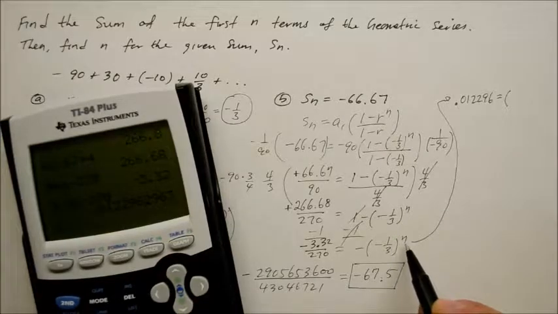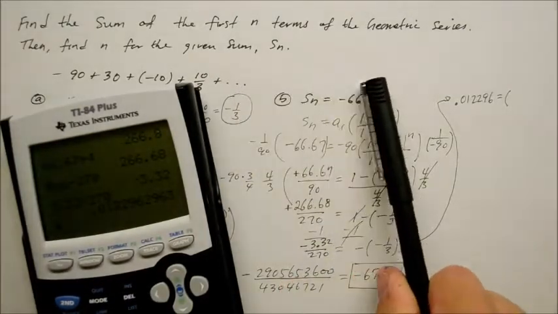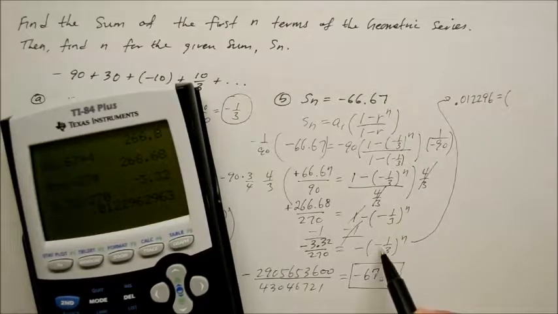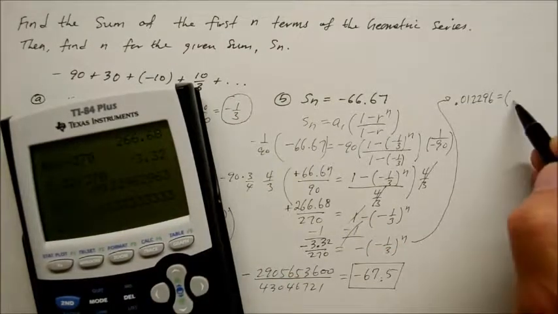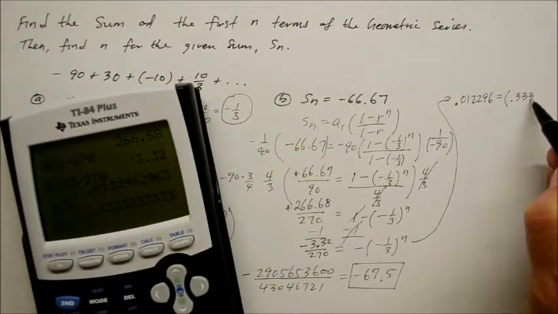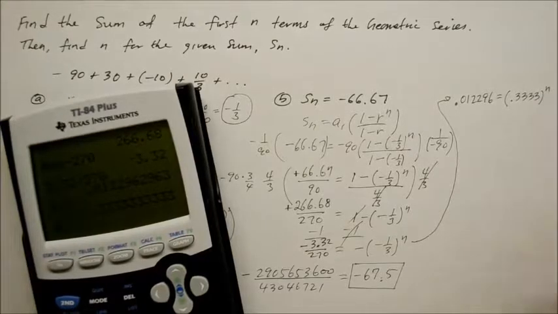But since we're looking for a position, which term? The nth term. We don't care about the value. We're looking for a position. Like, is it first one, second one, third one, fifth one, whatever? So we don't really have to worry about the negative coefficient here. So we'll just go 1 divided by 3. And that's going to be 0.3333, 0.3333 raised to the nth power.